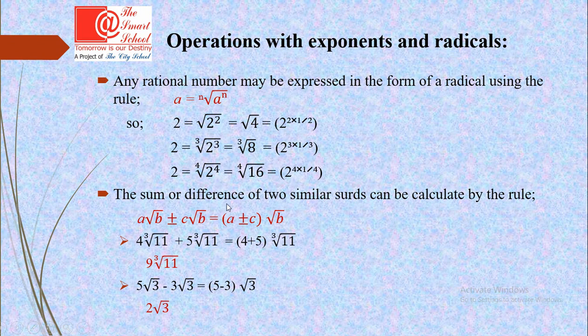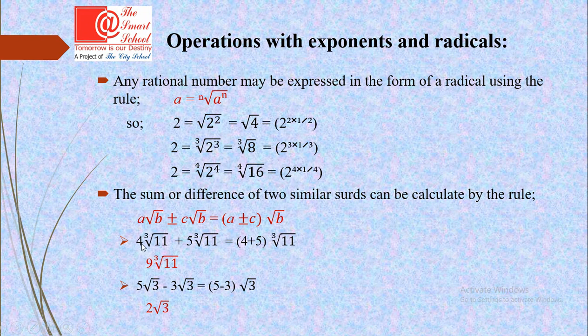Now the sum or difference of two similar surds can be calculated by the rule: a times the radical b plus or minus c times the radical b. See, this surd part, or irrational part, is the same. So what we have to do is write a plus or minus c, and then write this common surd once. So this is the rule.